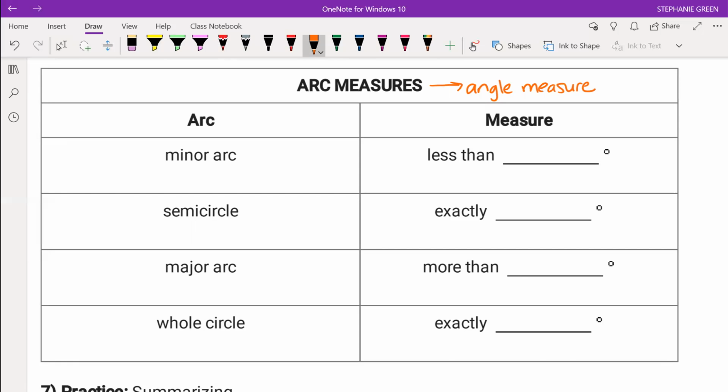So a minor arc is always going to be less than 180 degrees. A semicircle will always be exactly 180 degrees. A major arc will always be more than 180 degrees. And a full circle, which is also an arc, is exactly 360 degrees, no matter how big or small the circle is. Again, the measure of an arc is not equal to the length. Measures are measured in degrees. Lengths are going to be measured in things like centimeters or inches or feet.